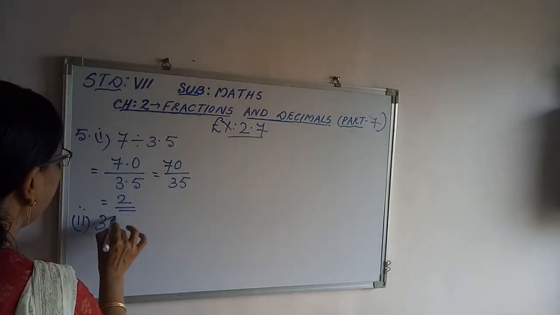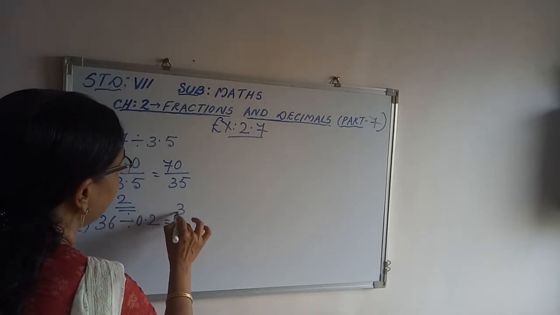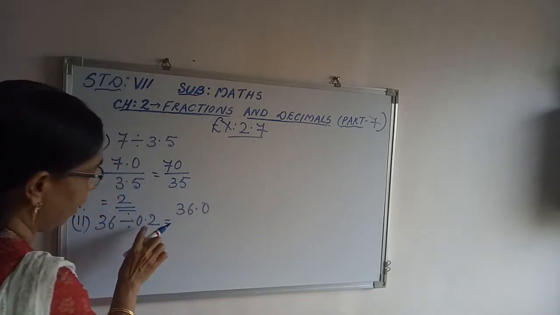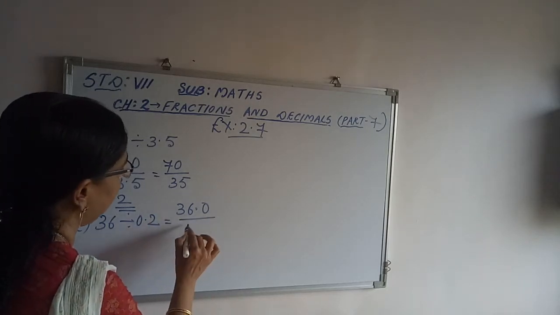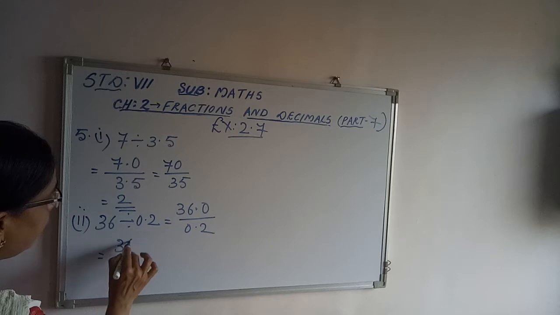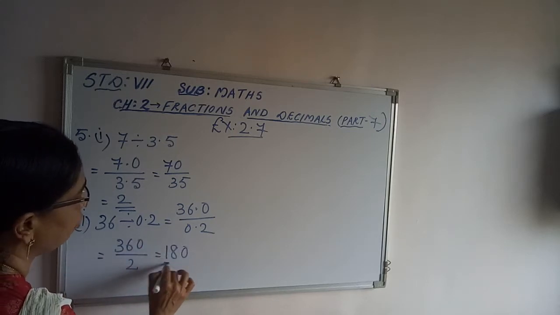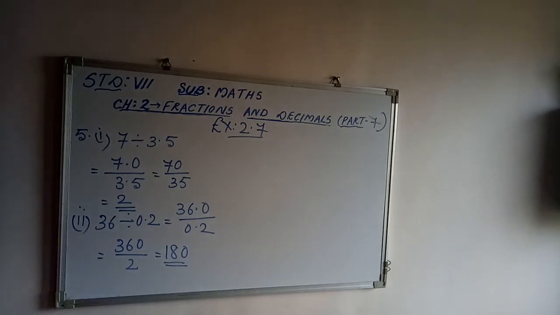36 divided by 0.2. It can be written as 36.0, as there is only 1 decimal place, then 0.2. It can be written as 360 divided by 2, that's equal to 180. Okay. Now the third one.